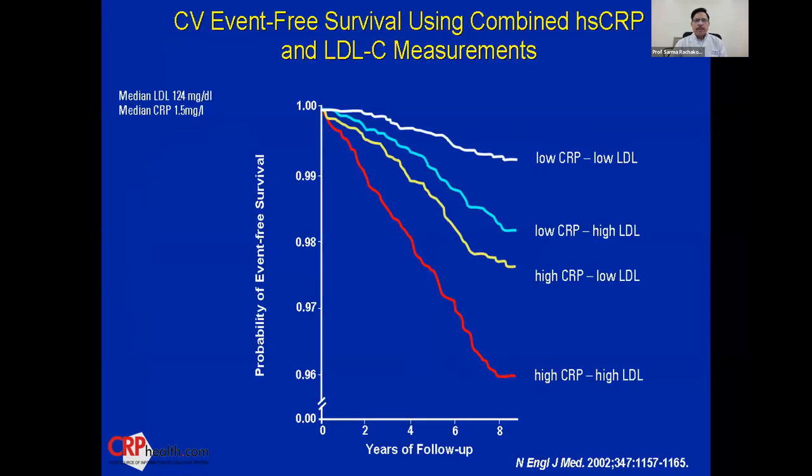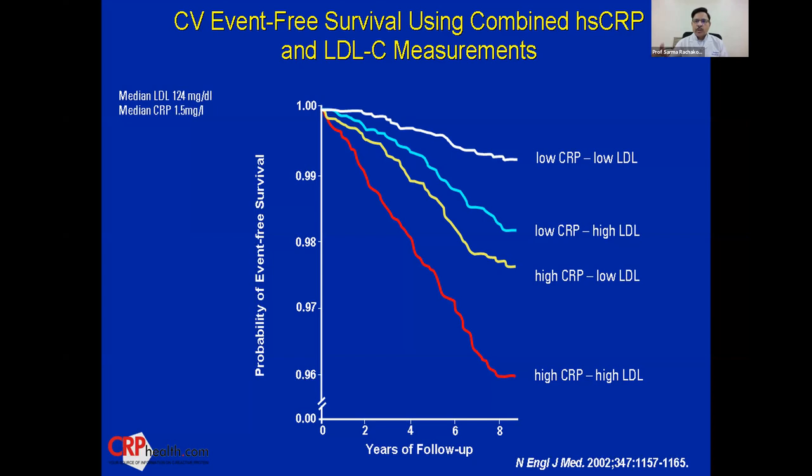You see here, Kaplan-Meier curve, survival free: low CRP, low LDL, best, white. High CRP, high LDL, red color, worst. High CRP, low LDL, that is intermediary. Low CRP, high LDL is next. That means CRP is even worse than the LDL. So low CRP, low LDL is best. High CRP, high LDL is the worst.